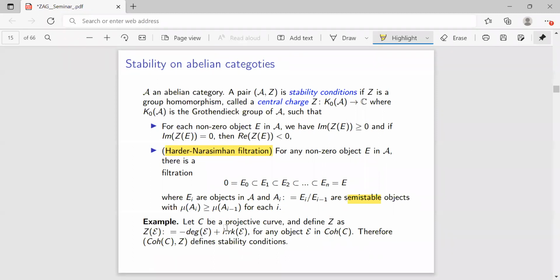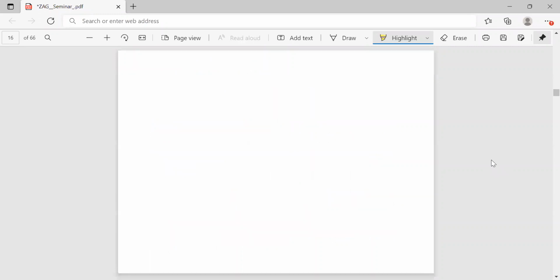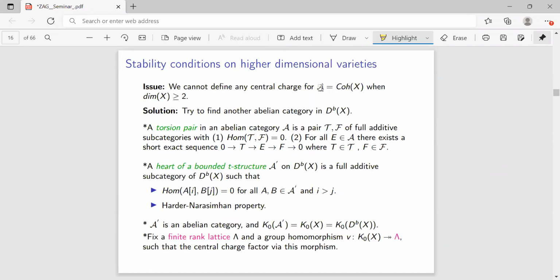Okay, but then this was the case of curves, but when you increase the dimension, if you take this abelian category of coherent sheaves, and if the dimension of X is greater than 2, then you cannot find any central charge with those properties. So the solution to this issue is that you find another abelian category in the derived category instead of this category.